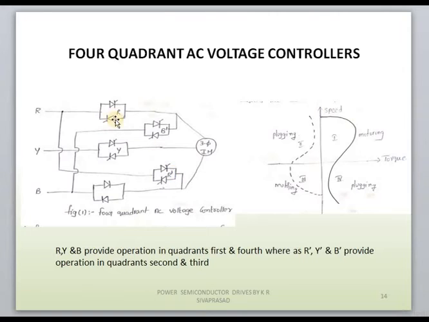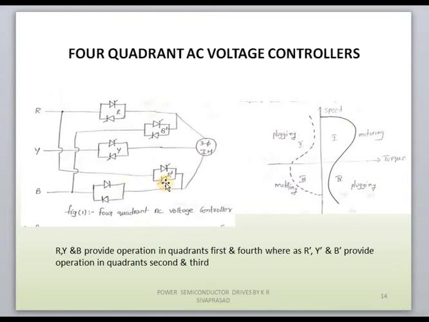For simple understanding, for example, if you operate R, Y, B, then the machine will operate in the first and fourth quadrant. First and fourth quadrant means motoring mode and plugging mode. At the right side you can see the speed-torque characteristics. First quadrant is motoring operation and fourth quadrant is plugging operation. Speed is on the y-axis, torque is on the x-axis. So, first and fourth quadrant.